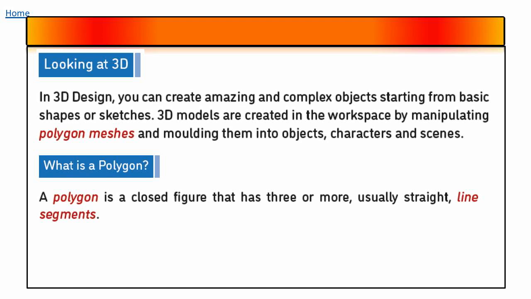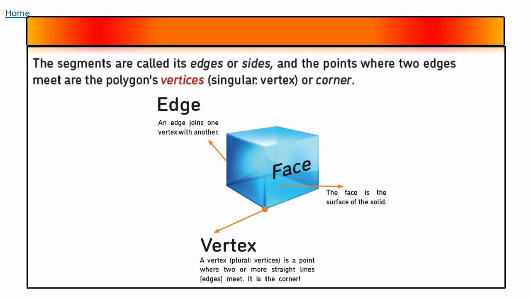This leads us to the next question, which is, what is a polygon? A polygon is a closed figure that has three or more straight line segments. It means it has no gaps or no holes. The segments are called edges. If we look at this picture here at the bottom of this paragraph, we can see that we have edge, we have vertex, and we have face.